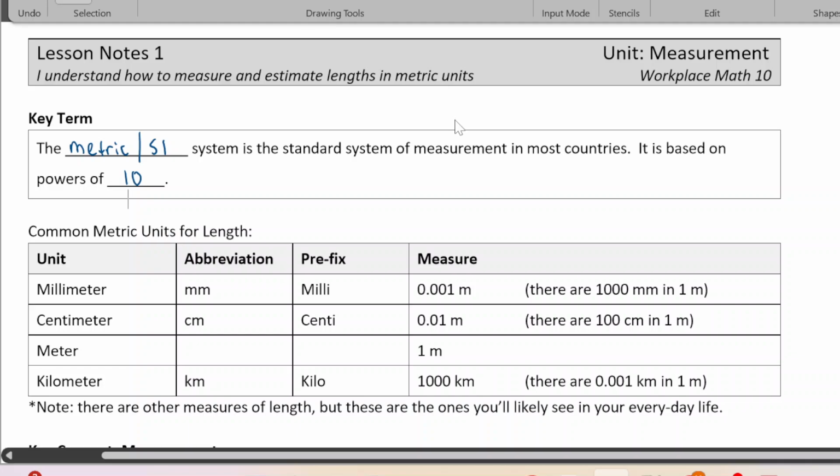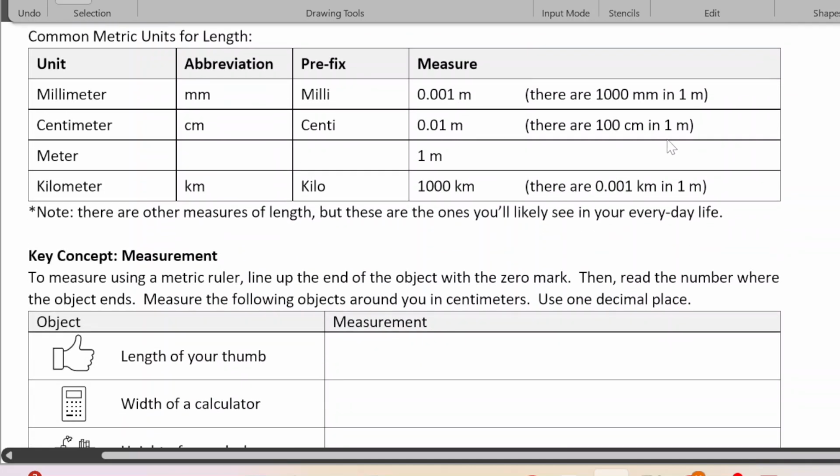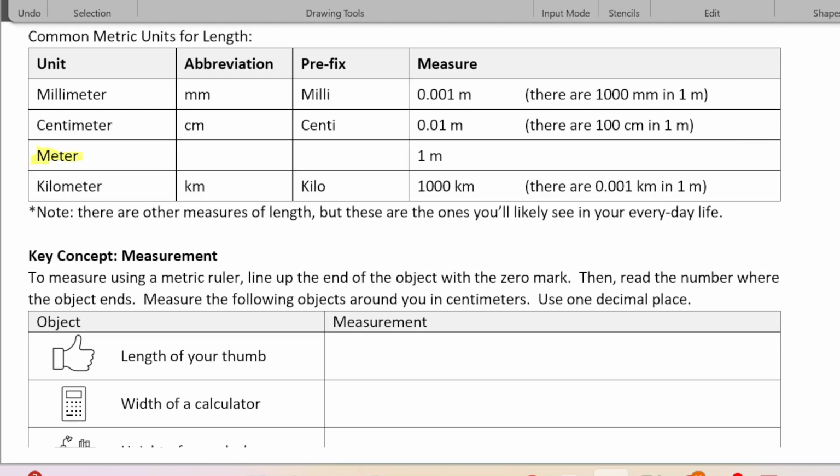So let's talk about length to start with. Really common units. The base unit for length is meters, and then everything is based off of that. Millimeters are typically the smallest unit of length that you'll see in your everyday life. The prefix milli means that there are 1,000 millimeters in a meter. Okay. So if you wanted to write it as a meter, it'd be 0.001, so 1,000th of a meter. So really, really, really small.